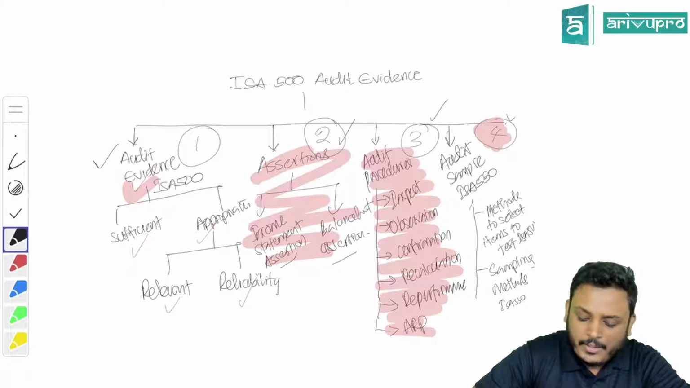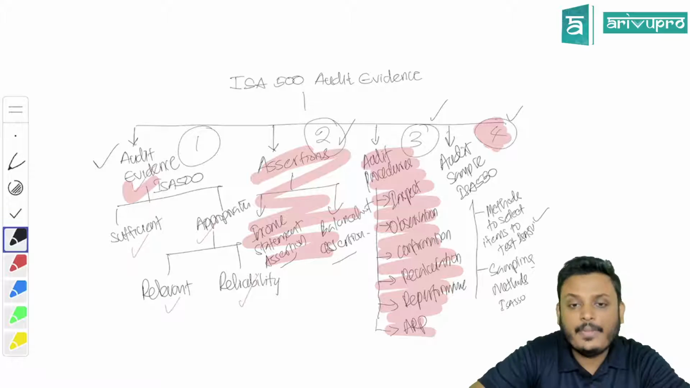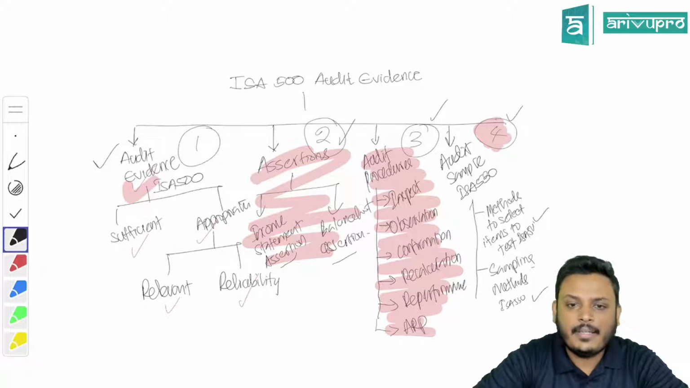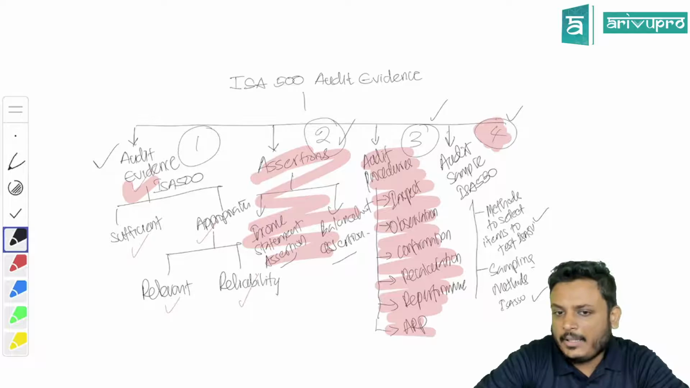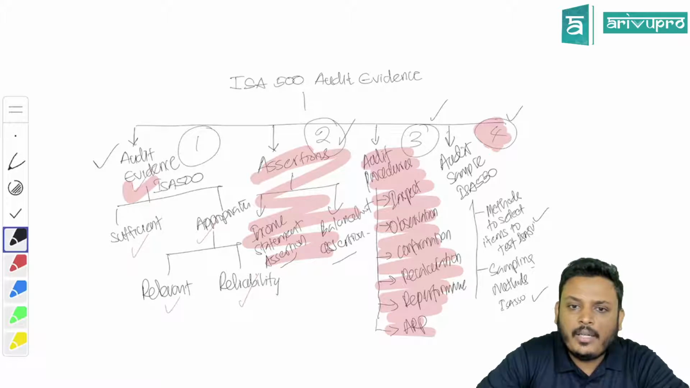And the fourth one, audit sampling. Items to be selected for testing are covered by ISA 500, and sampling methods by ISA 530. Those come under audit sampling. Actually, audit sampling is a part of selecting methods. Selecting methods is under ISA 500, and audit sampling methods are governed by ISA 530. So this is the flow chart for audit evidence.